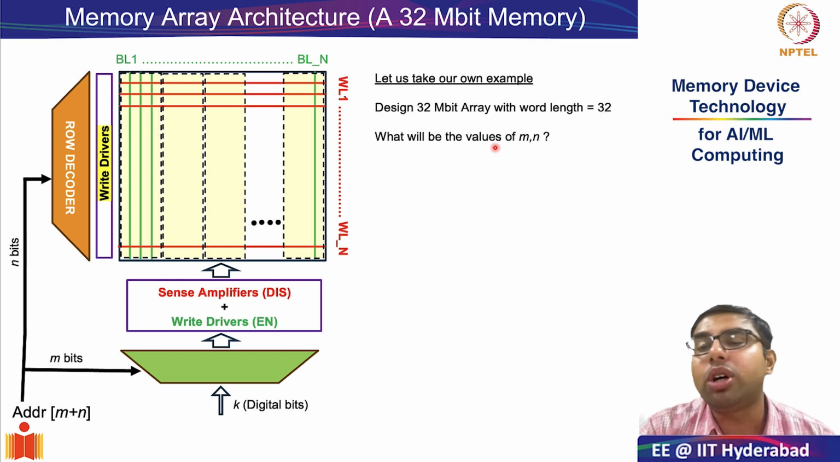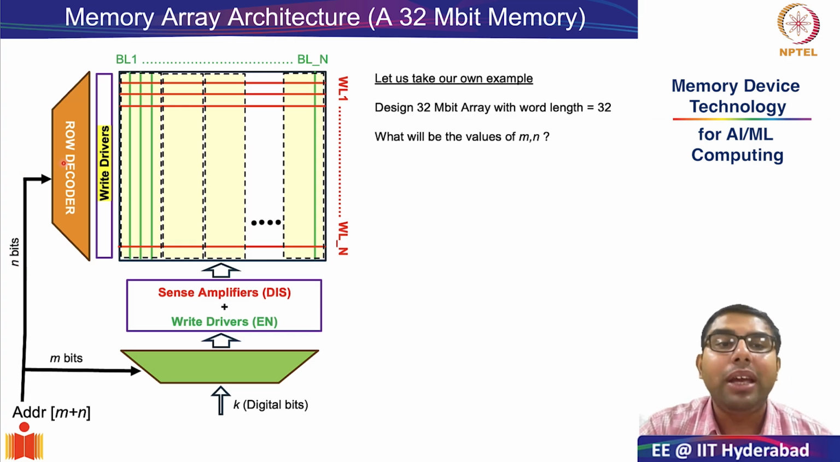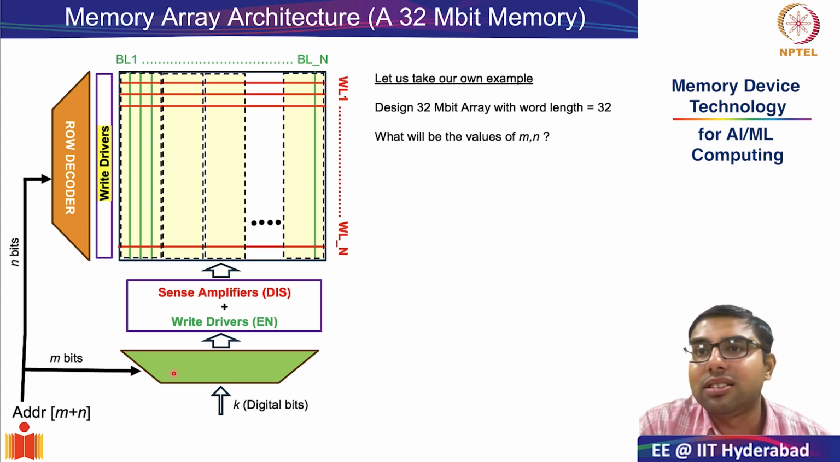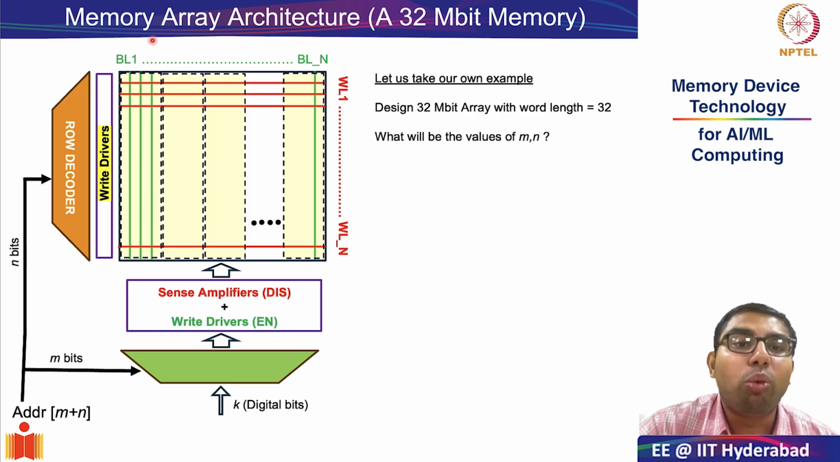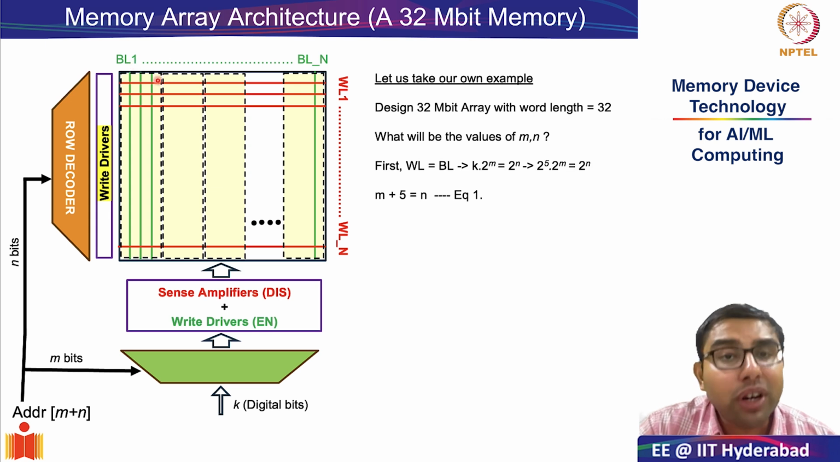What will be the values of the address bus, which is nothing but m plus n? Or in other words, how many bits should be feeding to the row decoder, and how many bits should go to the select lines of the column mux? Or in other words, what would be the number of bit lines and word lines?